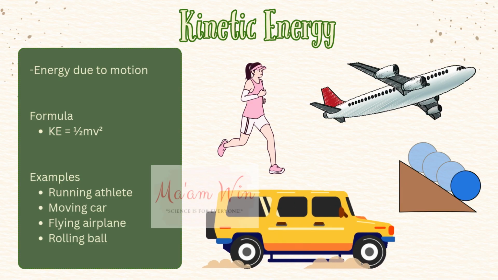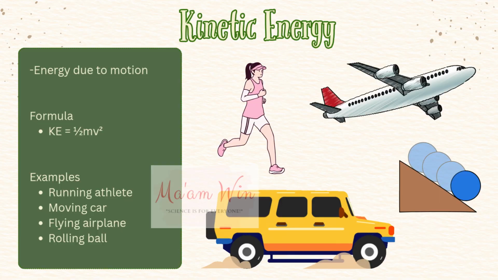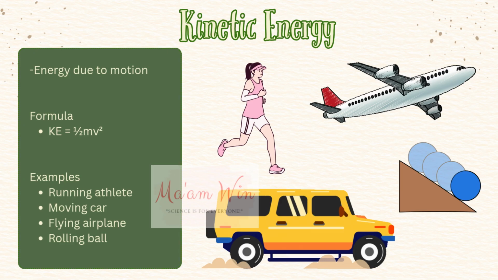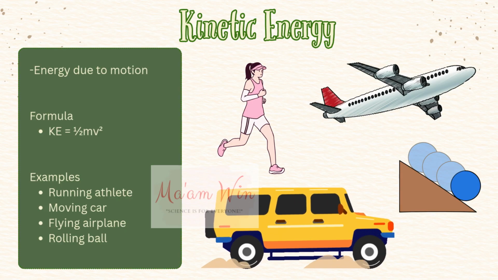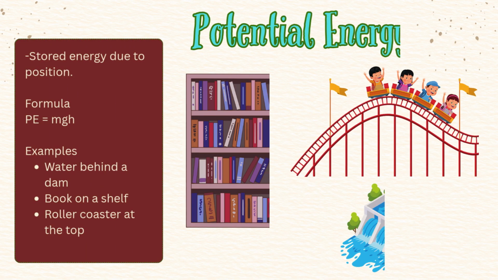KE is equal to 1/2 mv squared, where m is the mass and v is the velocity of the object. Notice that the velocity is squared, which means even a small increase in speed greatly increases kinetic energy. Examples include a moving car, a rolling basketball, or a sprinter running toward the finish line.